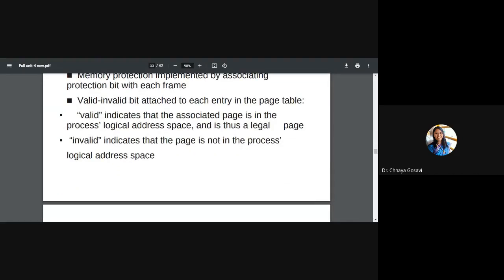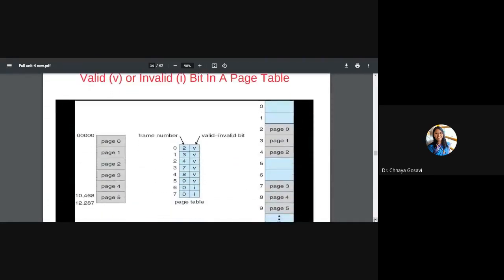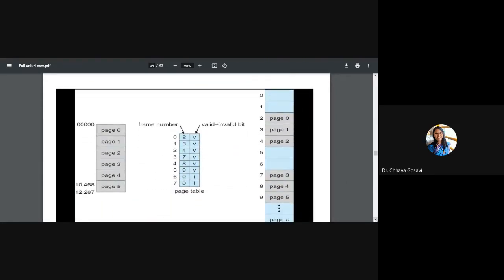Here protection is implemented with a valid-invalid bit. If all the pages are loaded in memory, all the bits will be valid bits. And for page numbers 6 and 7, which are not there for that particular process, these bits are invalid bits.